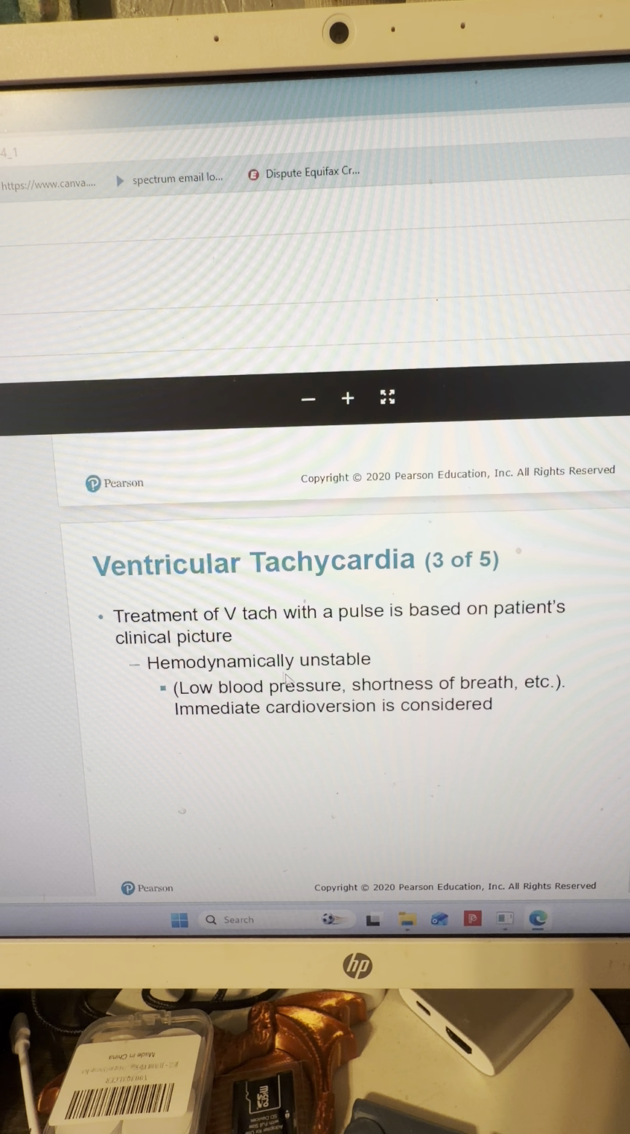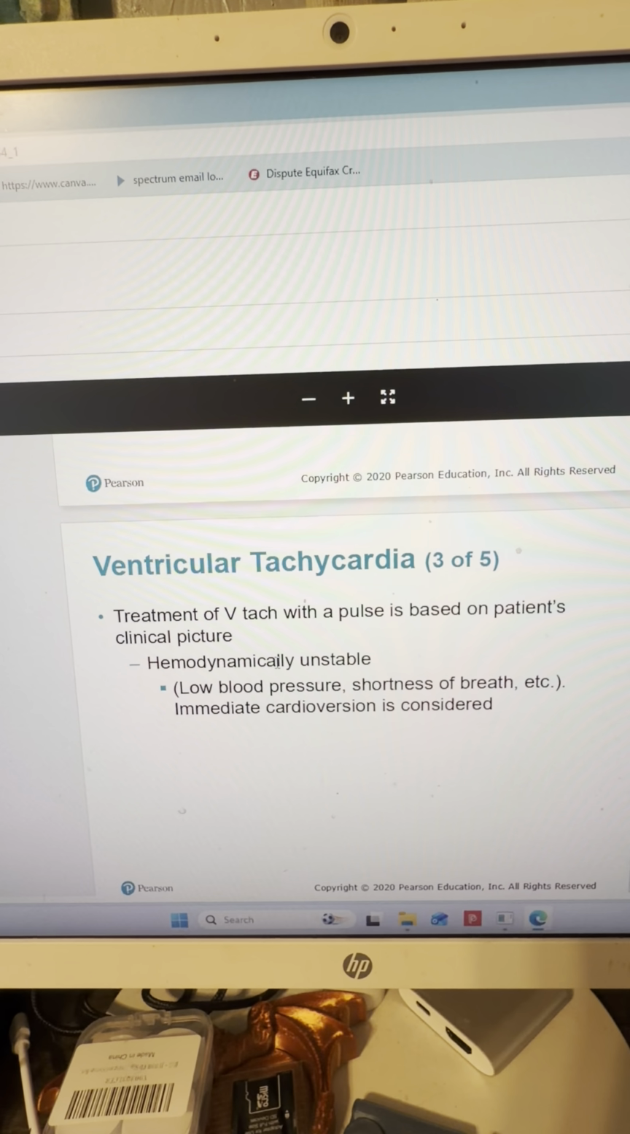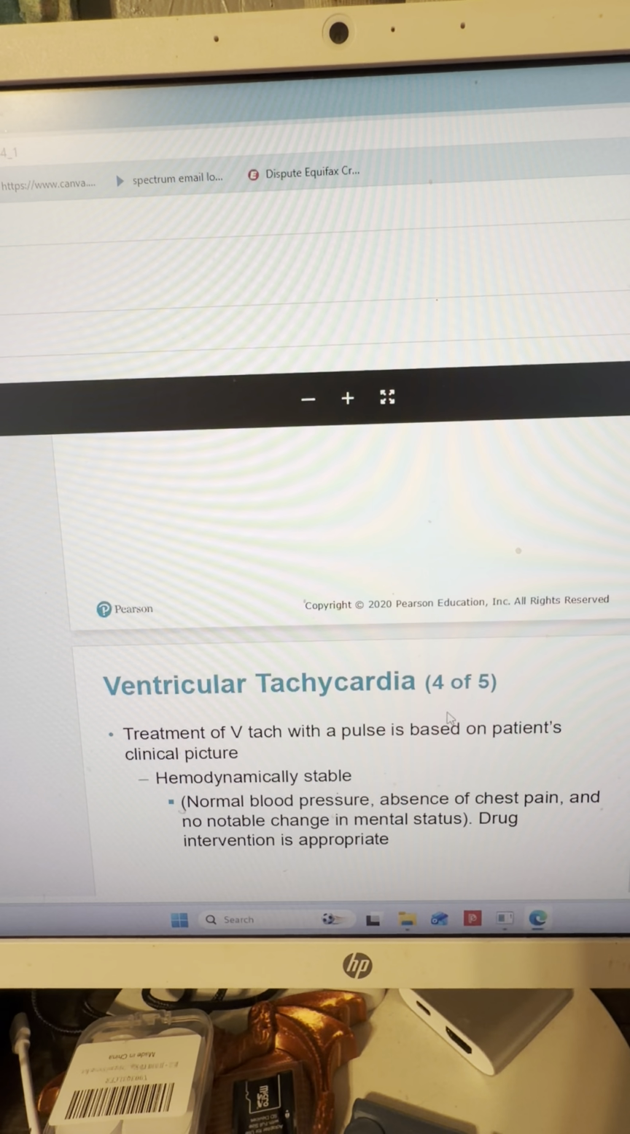Typically, I've seen patients look completely fine with this, and you put them on the monitor and you're like, look at what we got here. But most of the time, they are unstable. They have shortness of breath, chest pain, low blood pressure. These are cardioversion cases, and they need immediate electricity.